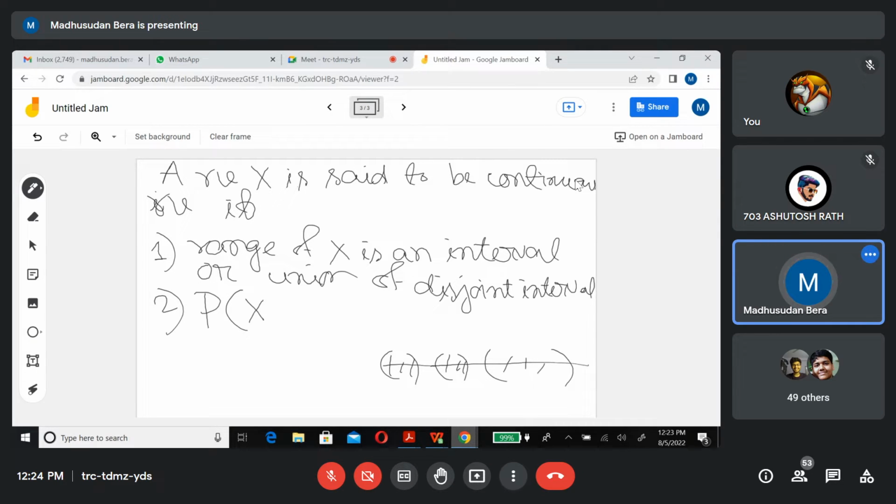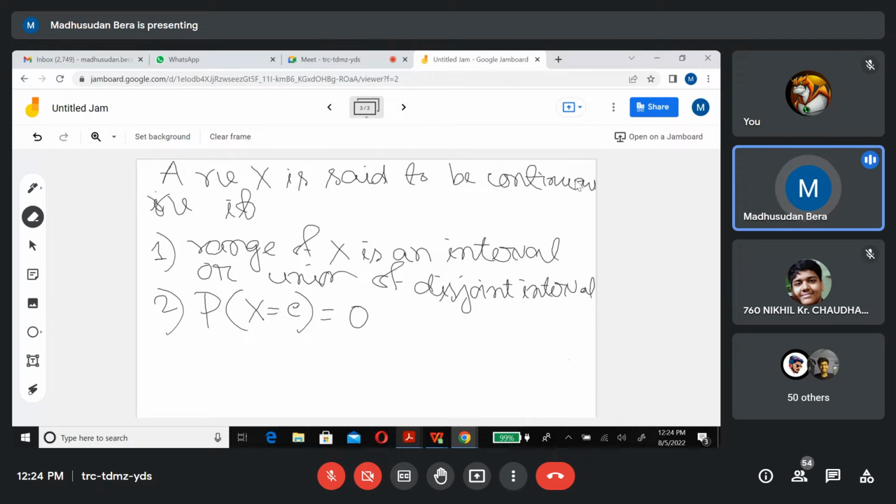the probability at a particular point will be 0. If you remember the discrete case, at a particular point we may get 0 or non-zero, but in the continuous case the probability at a particular point will be 0. That is the thing. So that is the definition of a continuous random variable.